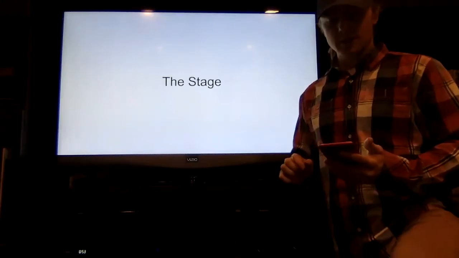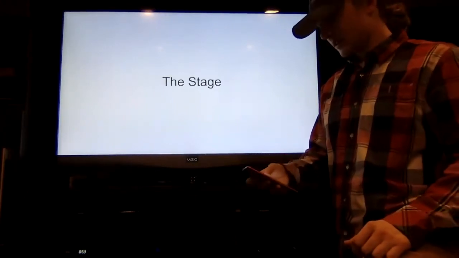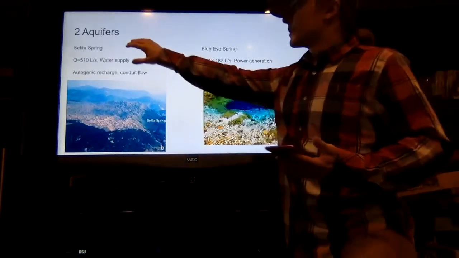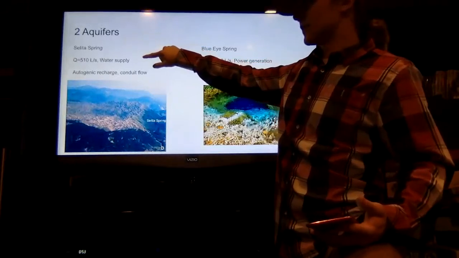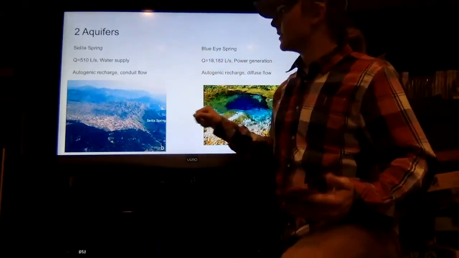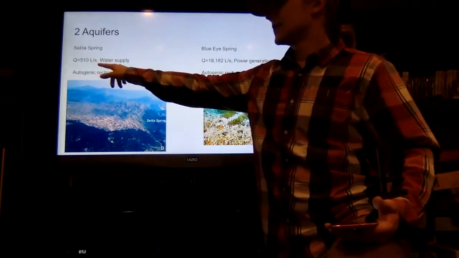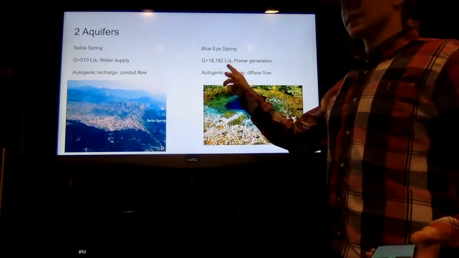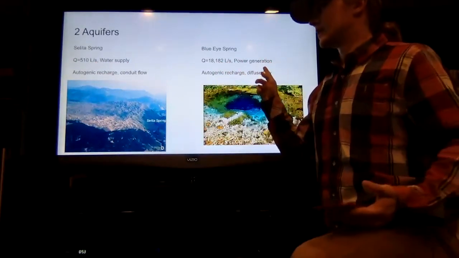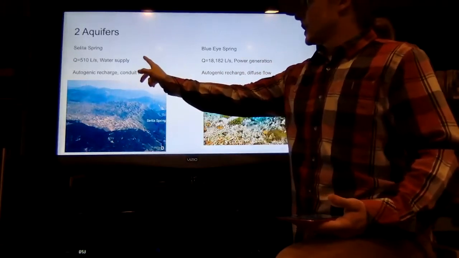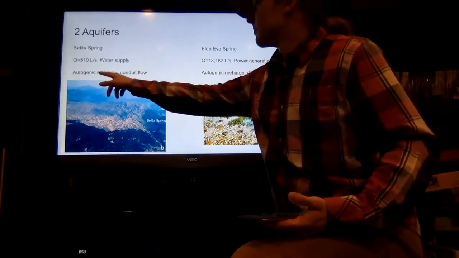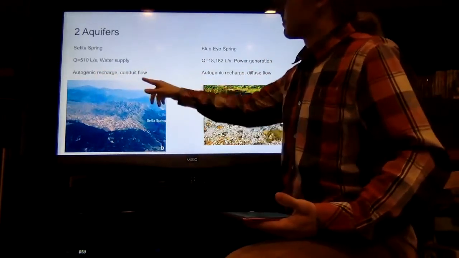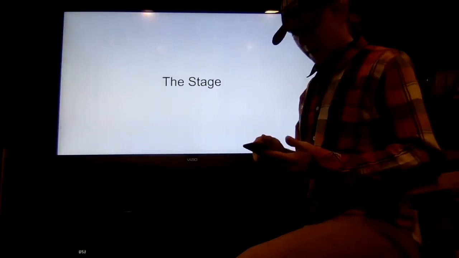The actual place where the study happened was in Albania, and they studied these two aquifers. The Salida Spring is the major water supply for the capital city, Tirana, and the discharge is 510 liters per second. That's a lot less than the 18,000 liters per second discharge of the other aquifer, which is used for power generation. Using the last slide, the Salida Spring has autogenic recharge, meaning it gets filtered once when the water hits the surface, and conduit flow.